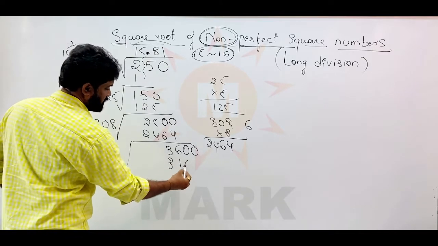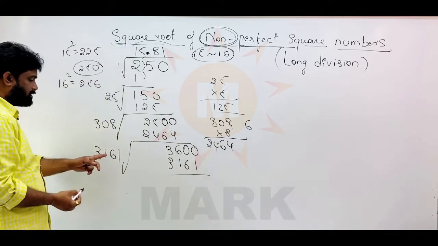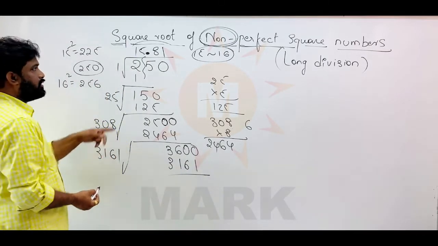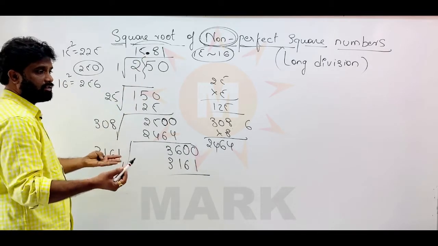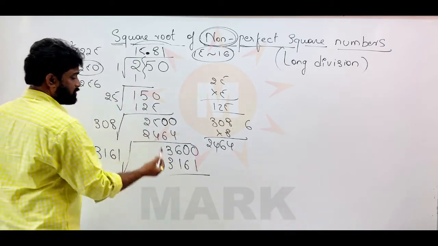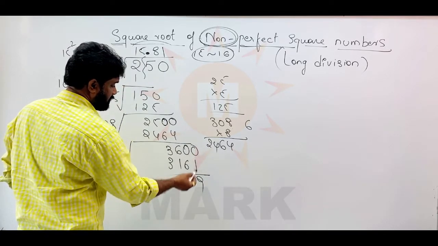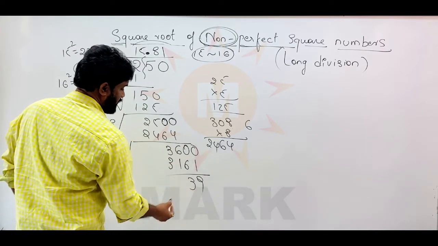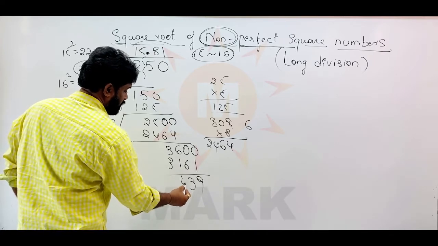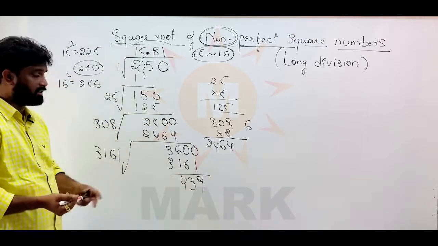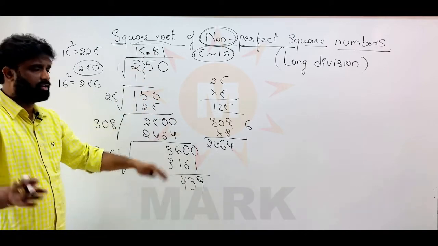So 3161 is coming, because if you multiply this by 2, it will become 6000, so that is going beyond 3600. So I am getting some answer like 9. Here it is 10 minus 1, 9, 9 minus 6, 3, 5 minus 1, 4, 439 or something like this. So approximately two numbers are enough.